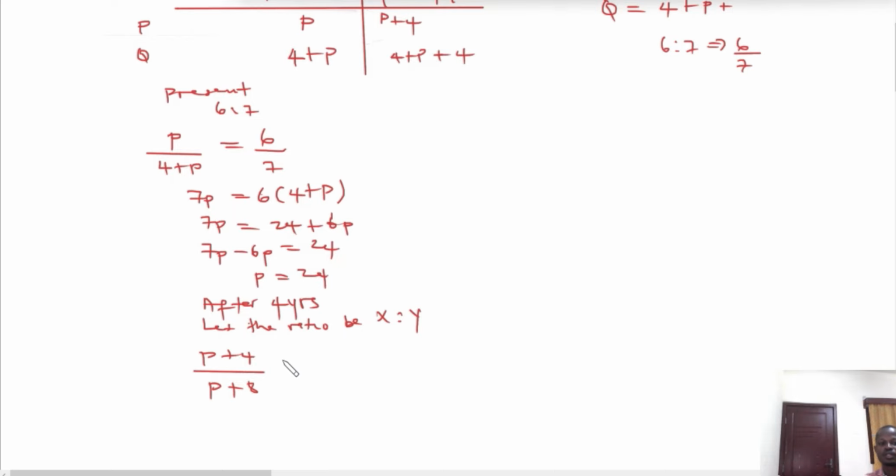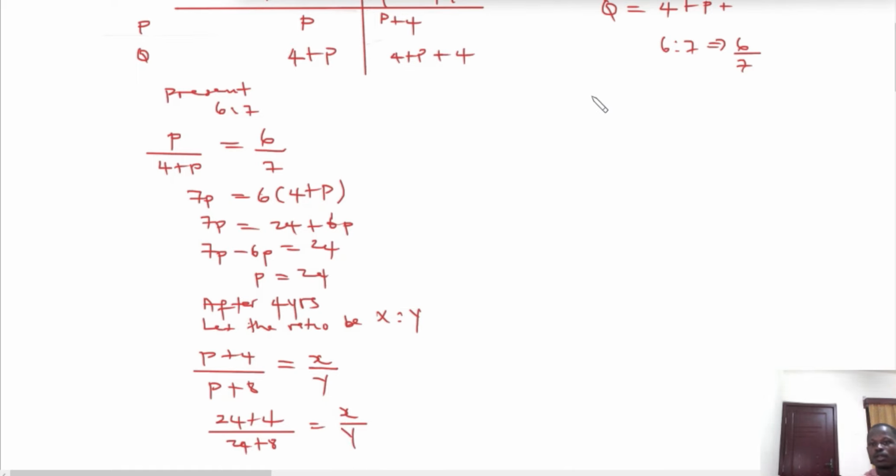So we don't know the ratio, so we've assumed the ratio to be x is to y, which is equal to x upon y, x divided by y. Ratio means division. So we already know the value of p. P is 24. So we're going to substitute this value: 24 plus 4, all upon 24 plus 8, is equal to x upon y.